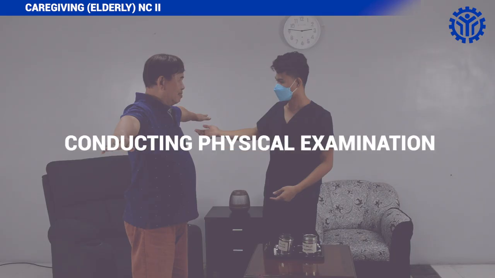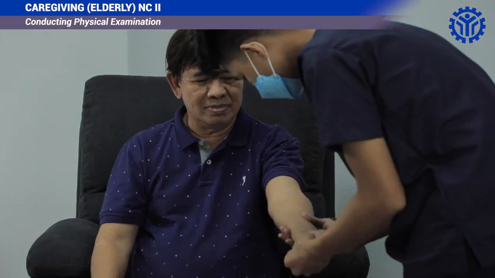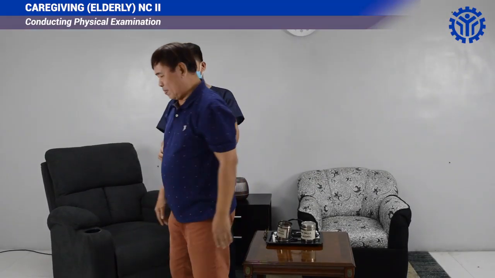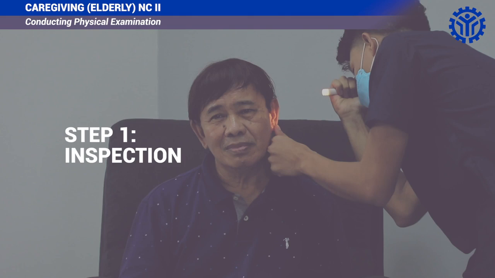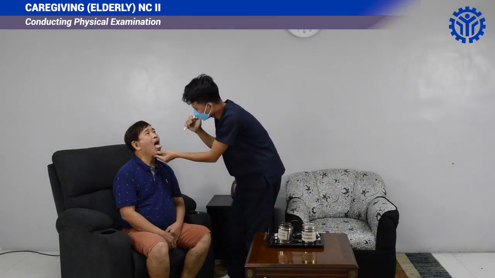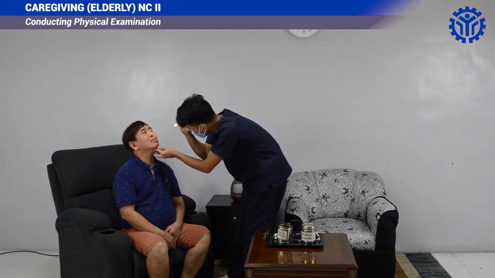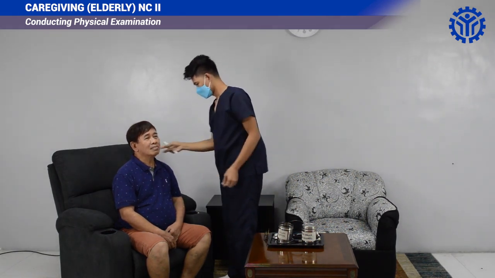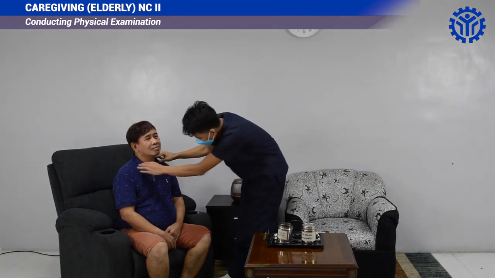Conducting physical examination. Here are the steps on how to conduct physical examination. Step 1. Inspection. Inspect each body system using your vision, smelling, and hearing to check for normal conditions and differences.